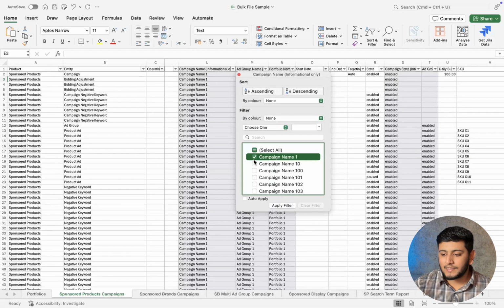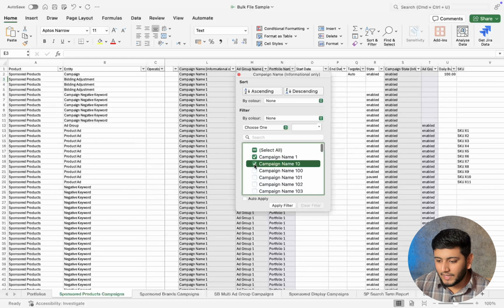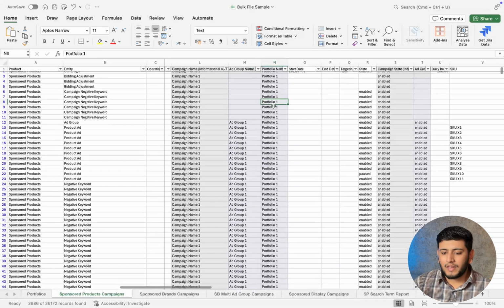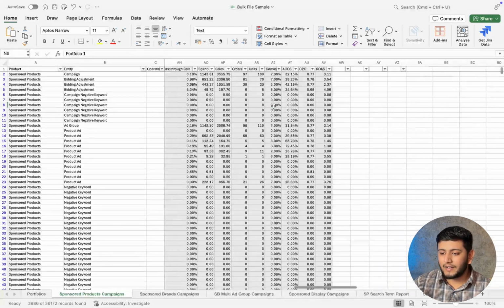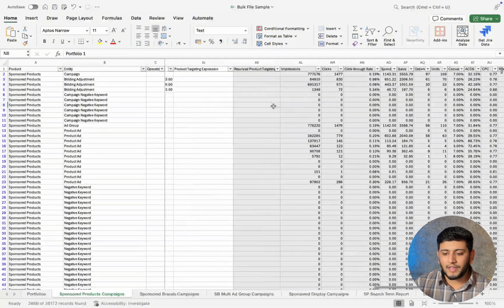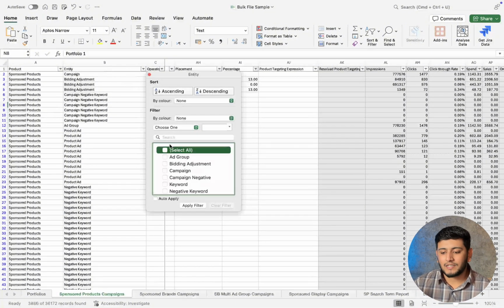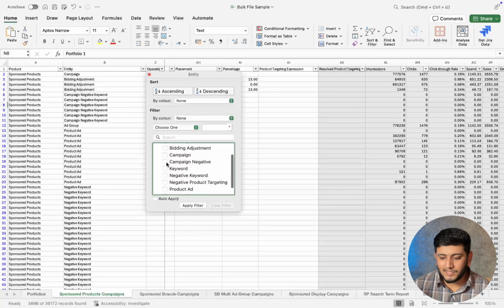So let's filter out the data for a few of the campaigns. I will keep 5 campaigns for this purpose. Let me go with these 5. Okay. Now here you have all of the data scattered here and there. But before that, I will be applying a filter at entity again. But this time around, I will be choosing just the campaign.